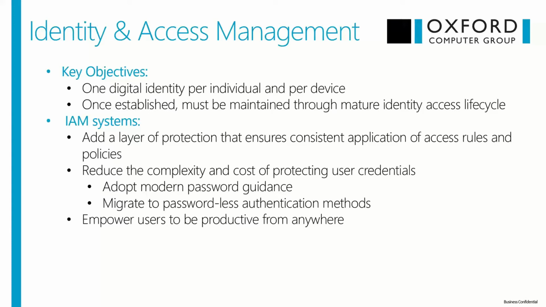For your access management systems, you want to add a layer of protection that ensures consistent application of access rules and policies. That's part of an identity governance landscape as well, and there are third-party systems that can do that. If you're a Microsoft shop, there's Azure AD IGA, which can perform many of those functions: managing access to applications and providing an access request system so users can request the access they need through an automated process, staying productive while the appropriate access rules are maintained.